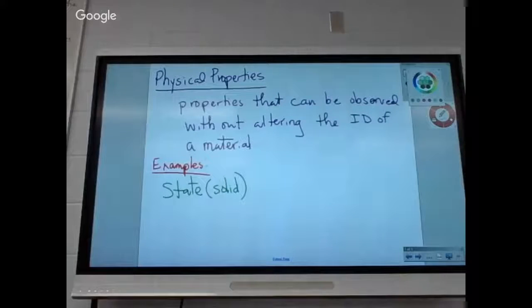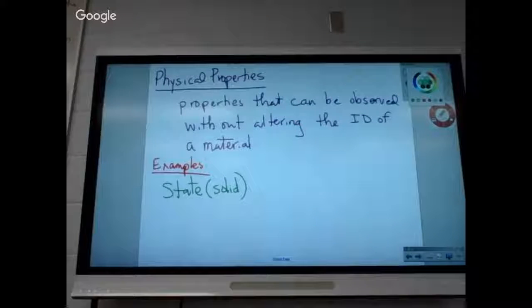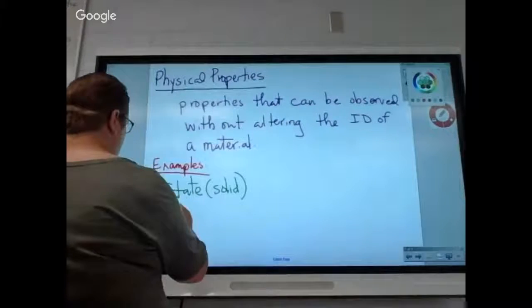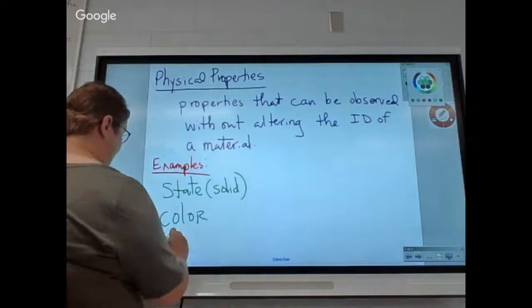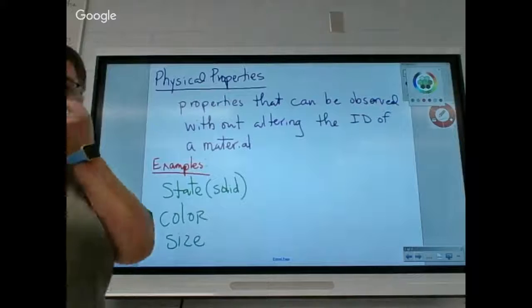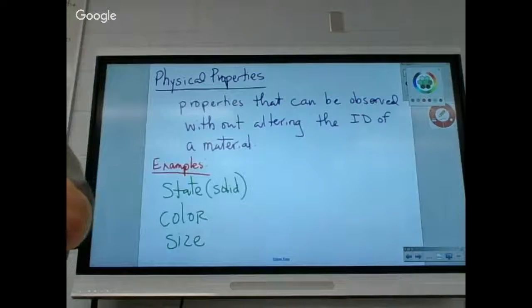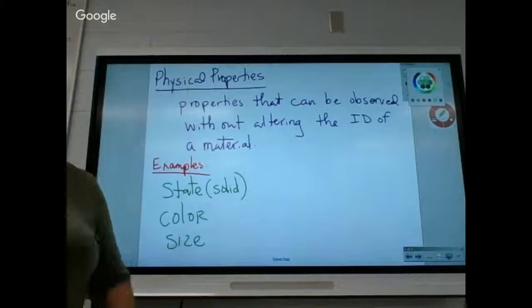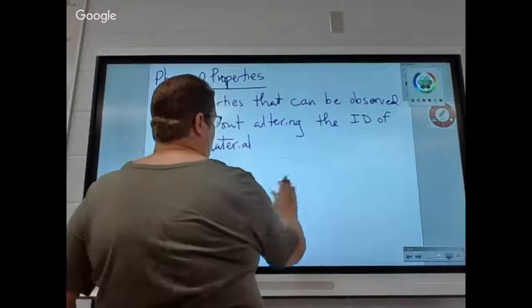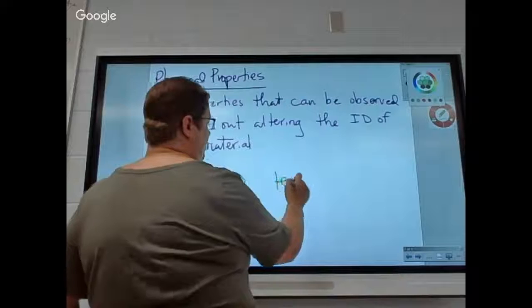What else could you tell me about it? It's black. Color would be a physical property. Size. Somebody said big, so size would be a great physical property. Give me something else. Think about some things we've measured. Material. All right, instead of wood, let's say texture.